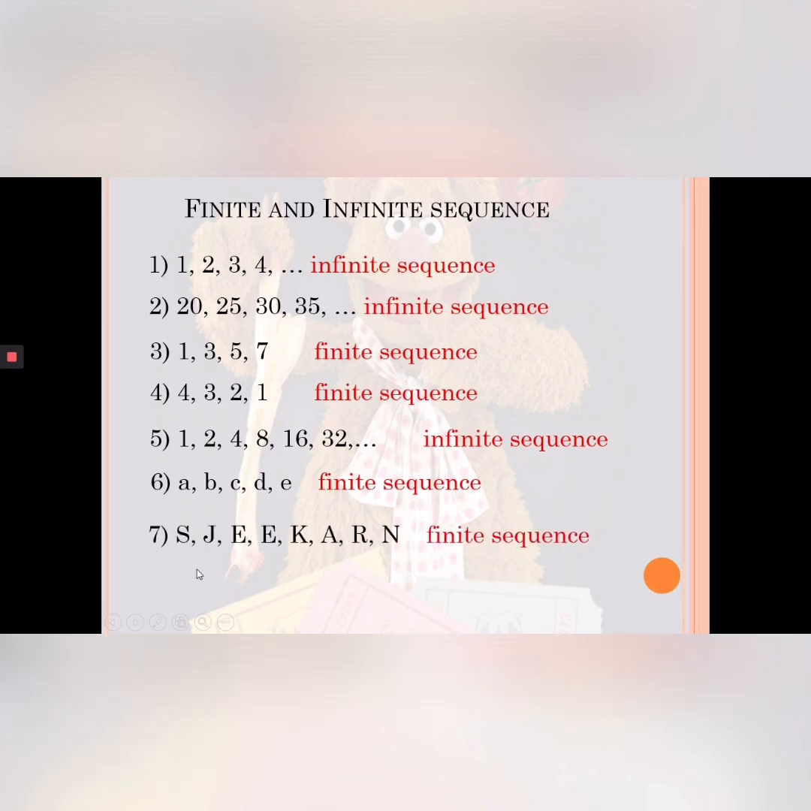Okay, for number seven, this is also a finite sequence. We have S, J, E, E, K, A, R, N. For the last example, we have 0, 1, 0, 1, 0, 1, then dot dot dot. Since this example has three dot symbols, it is considered an infinite sequence. Okay, so I think we are good with finite and infinite sequence. However, if you still have a hard time understanding the topic, you just need to send me a message and I will try to help you.